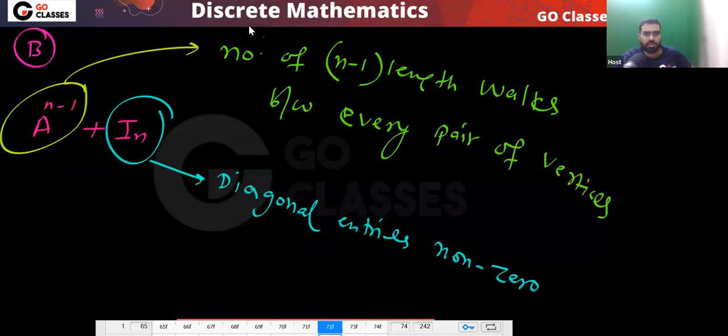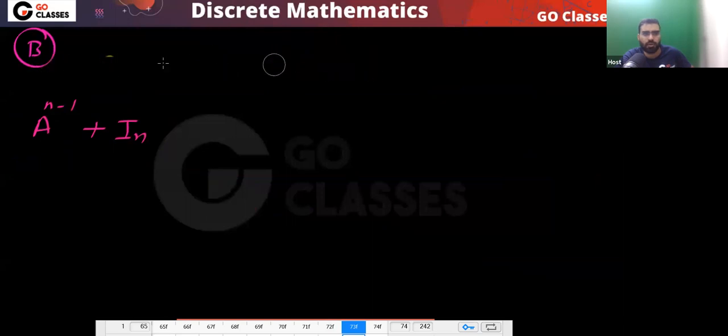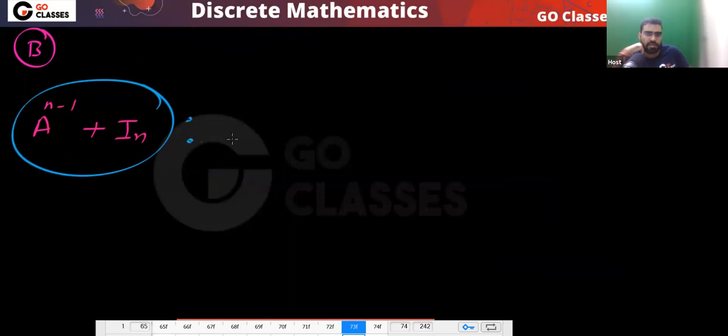So ultimately, what is this doing? Totally, what is this doing? If you combine these two, then in total what are they doing? Look at this and tell me what this is doing. This is basically giving you, if A is not equal to B, then this is giving you the number of walks of length one.